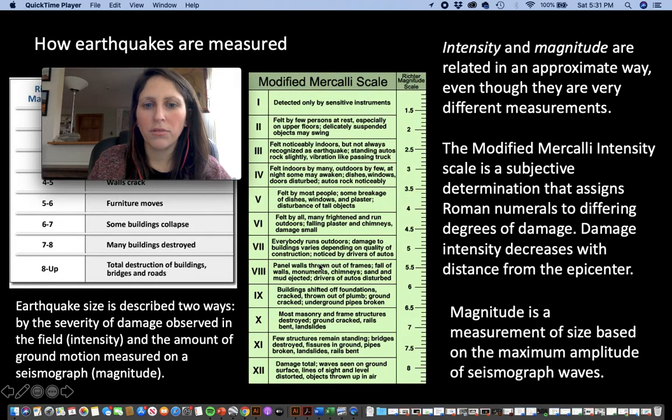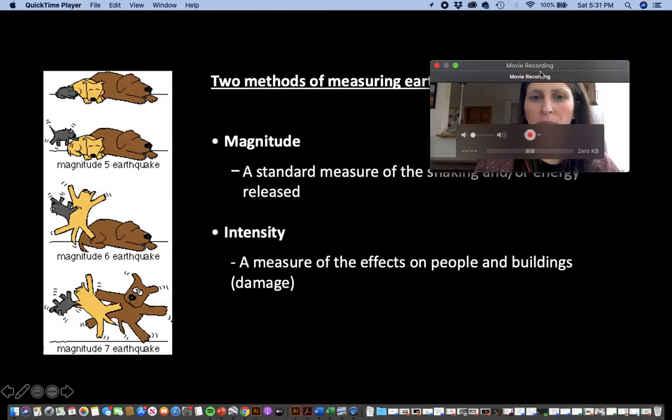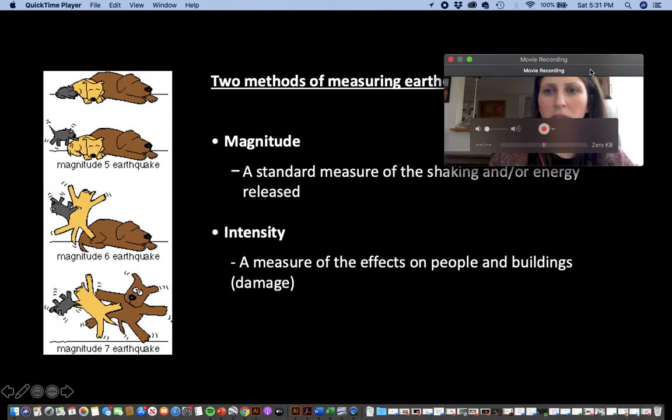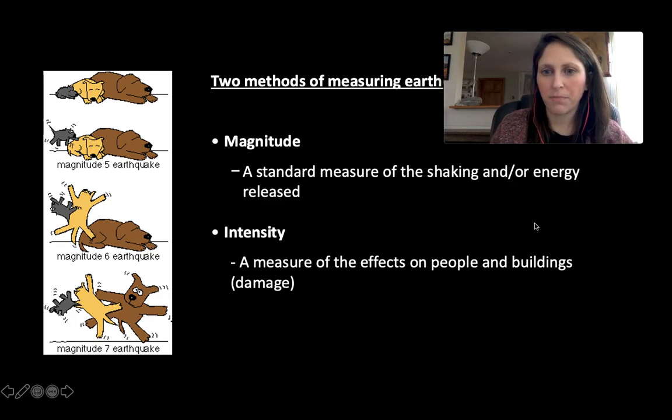I'll go through really quick. Okay, so magnitude. This is the standard measure of the shaking and energy released recorded on a seismogram. Intensity is the measure of the effects on the people in the building. So how much damage? Did your bed move up and down? Did your plates fall off of a shelf? That kind of thing. That's intensity, how it affects the people in the buildings.